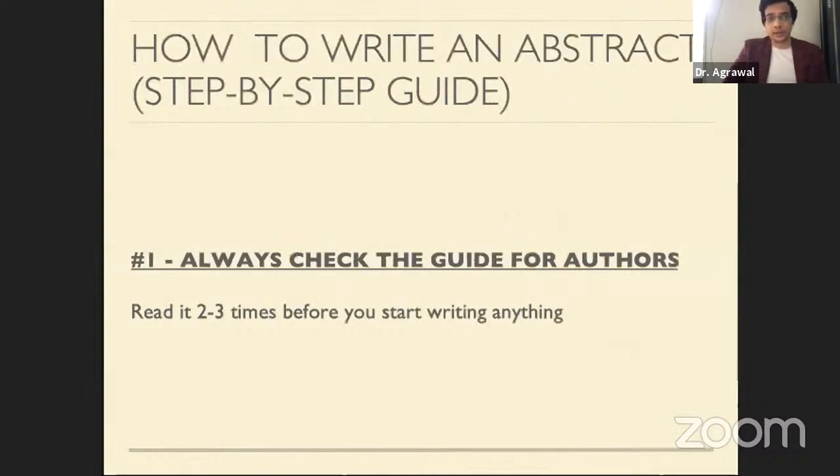So how do you write an abstract? Always check your guide for authors, read it 2-3 times before starting to write anything. This guide to authors will be available again on your journal website. It will be under information to authors or guide to authors, where they write exactly what they need. And if you don't submit it that way, then they're going to send it back to you. It will cause unnecessary delay in your article submission process, which we don't want.